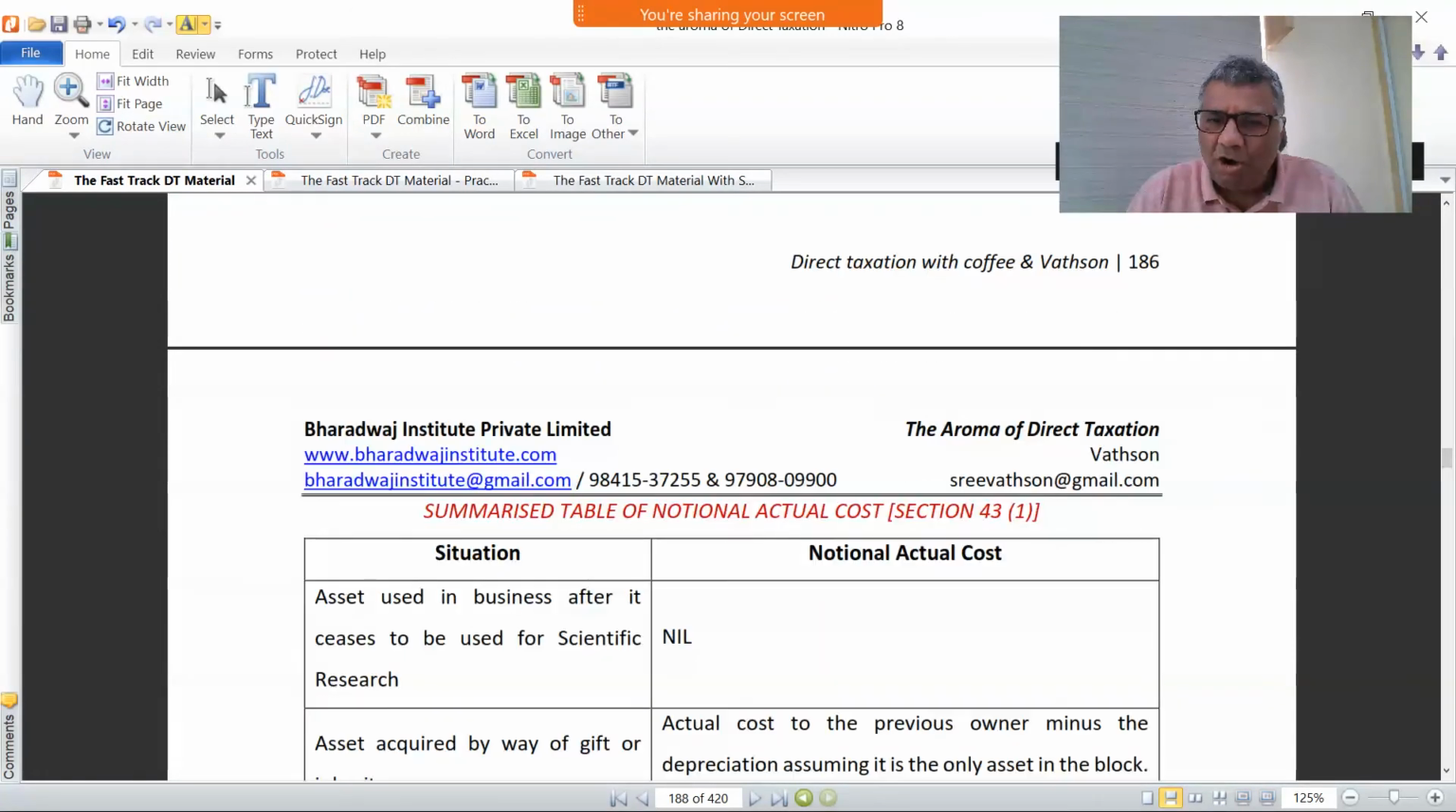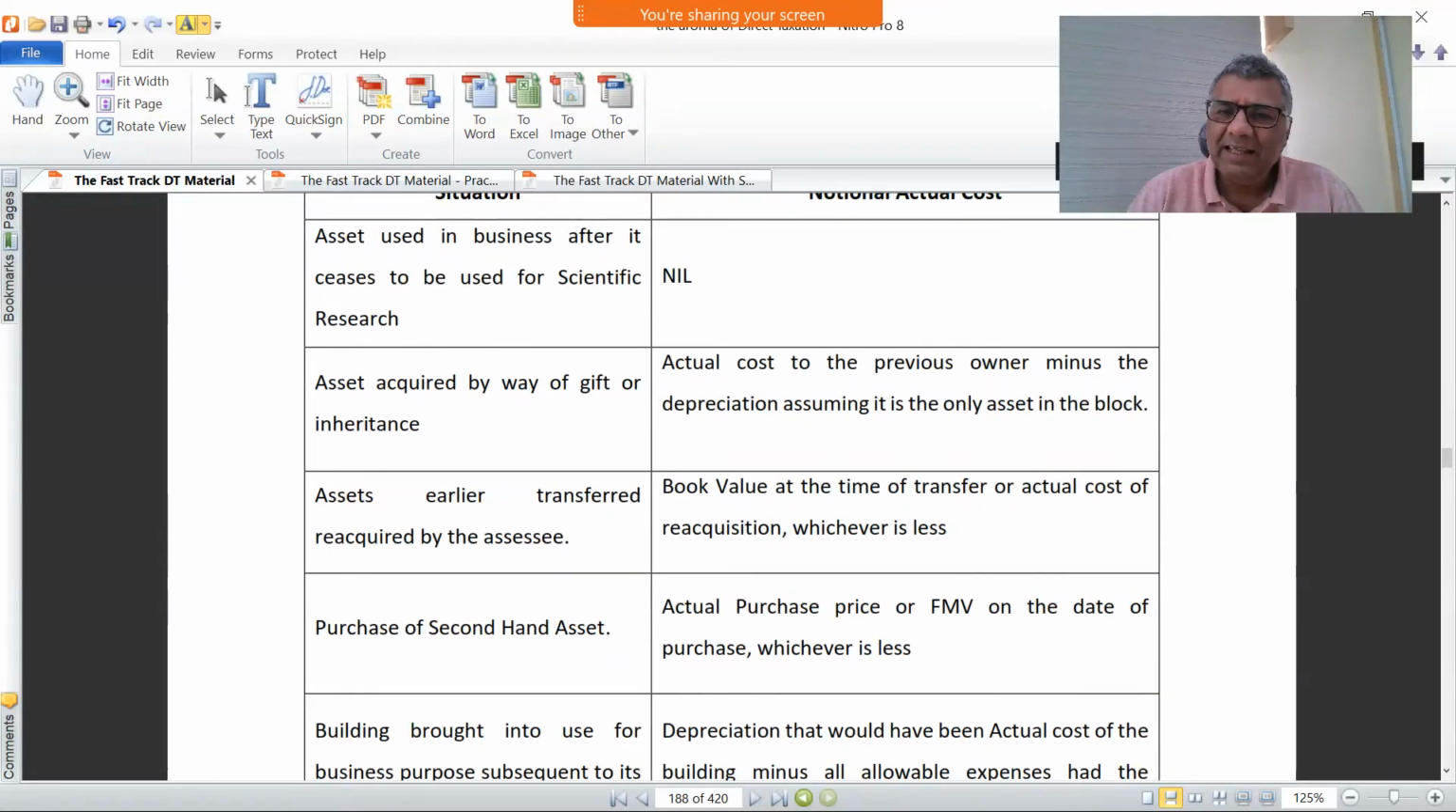In all those cases, cost of the previous owner. If an asset which is used for scientific research is transferred to the block, 0 is the value, because already you have claimed the full value, now nil.